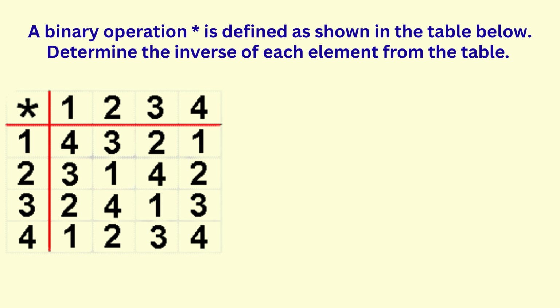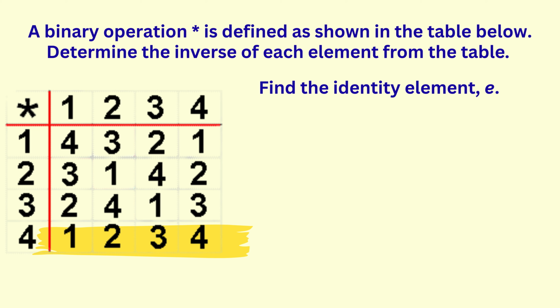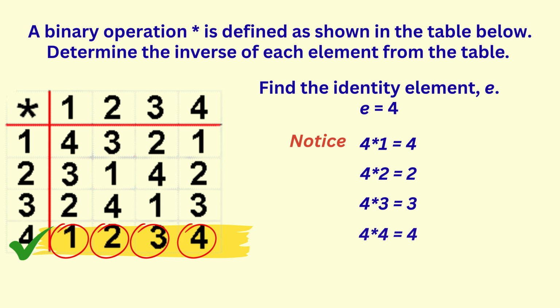In this example, the binary operation is defined by a table. Before we can determine the inverse of each element in the table, we first need to find the identity element E. To identify the identity element, we simply find the row in the table that is identical to the top row. That's the bottom row. So the identity element is 4. Notice that when 4 operated on each element in the set, they remained unchanged.